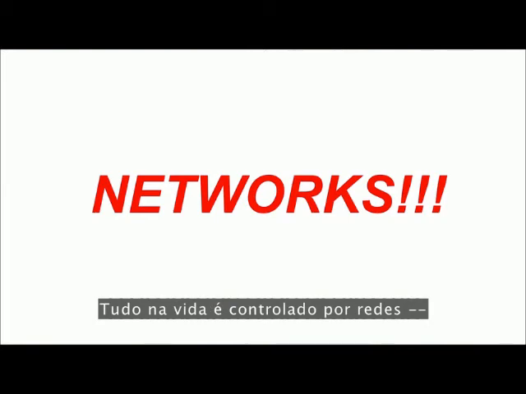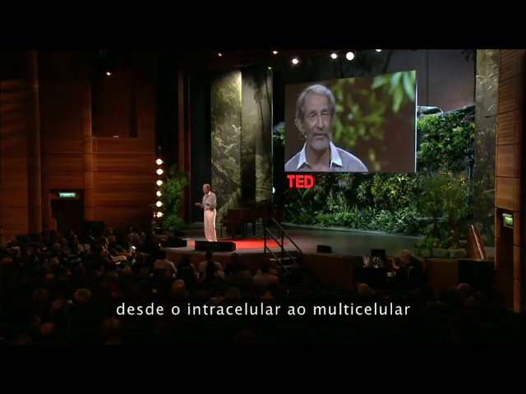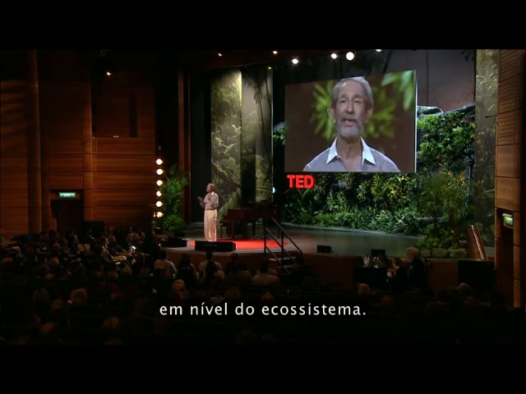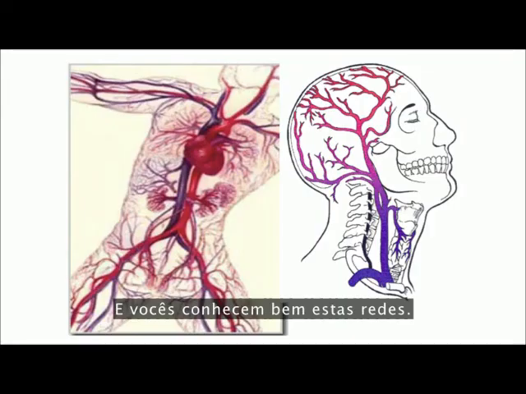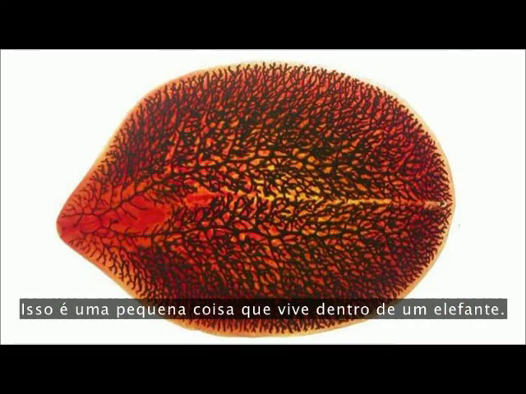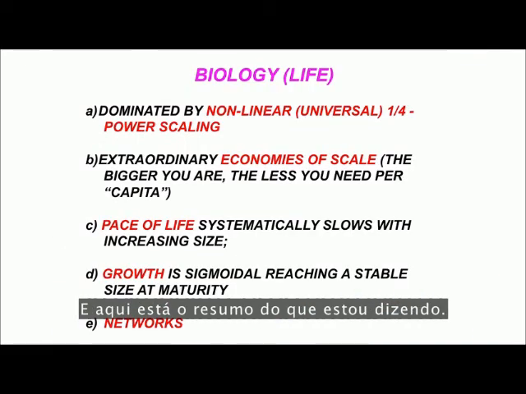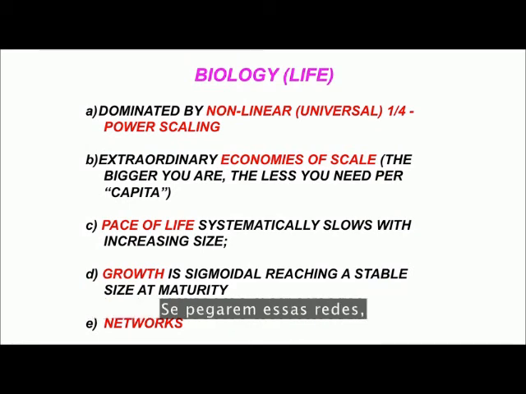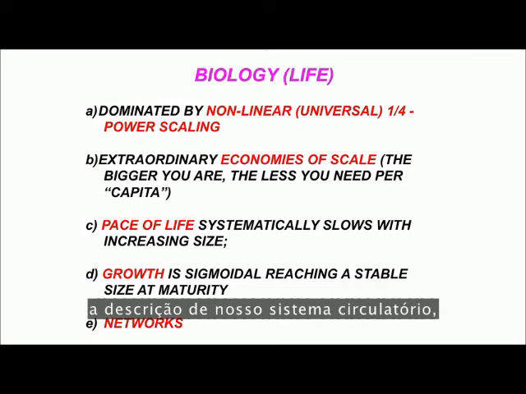All of life is controlled by networks, from the intracellular through the multicellular to the ecosystem level, and you're very familiar with these networks. That's a little thing that lives inside an elephant, and here's the summary of what I'm saying. If you take those networks, this idea of networks, and you apply universal principles, mathematizable universal principles, all of these scalings and all of these constraints follow, including the description of the forest, the description of your circulatory system, the description within cells.